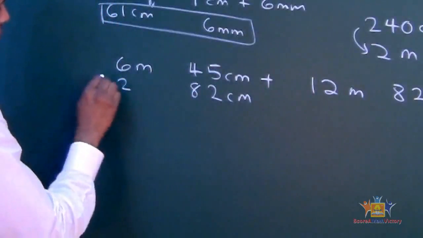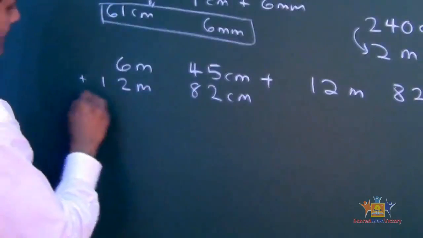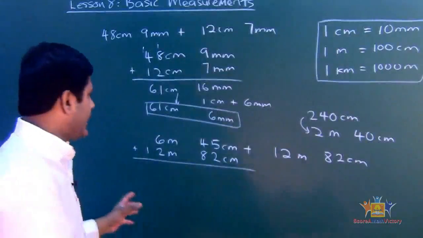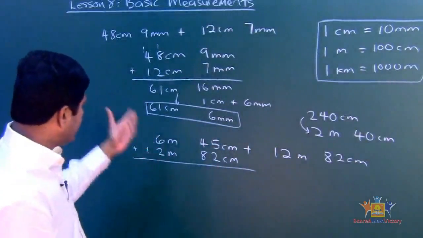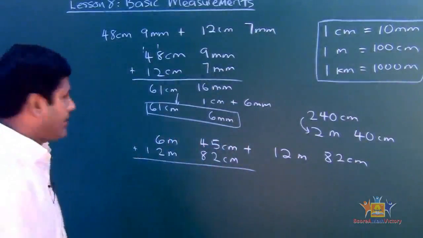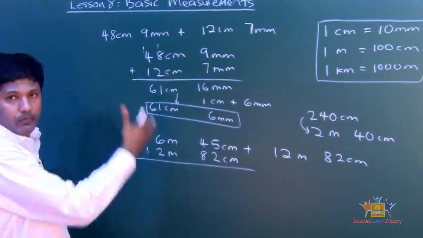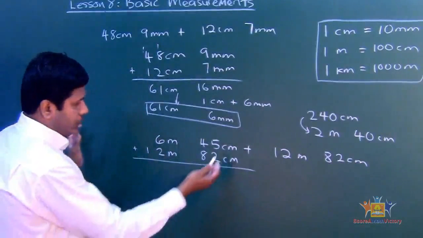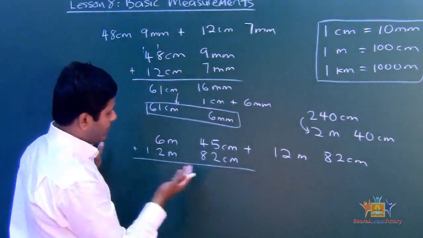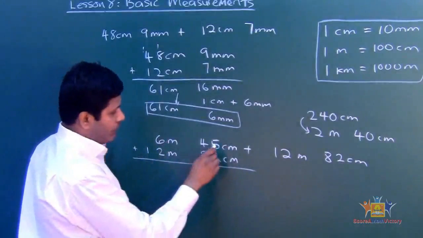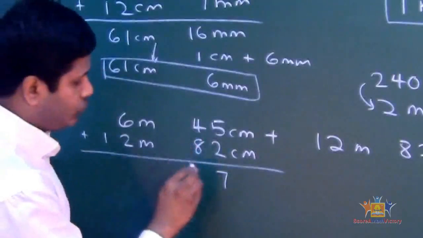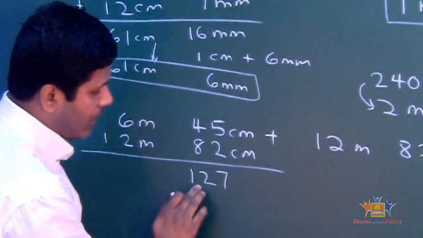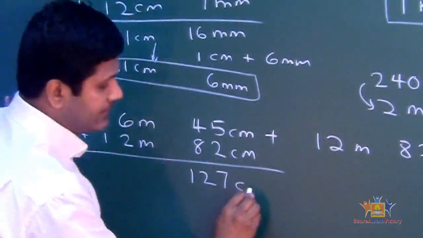So the meters, we're going to add them. Now, it's always a good idea to keep the big on the top, the small on the bottom, but it doesn't matter. As long as you line them up right, you should be good, alright? Based on their place values. So good. So now we have centimeters on one side, meters on the other side. 5 plus 2 is 7. 4 plus 8 is 12. Now look at that. That gives you 127 centimeters.